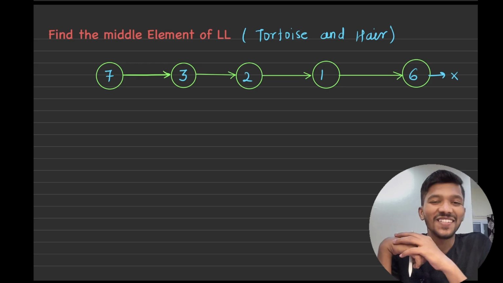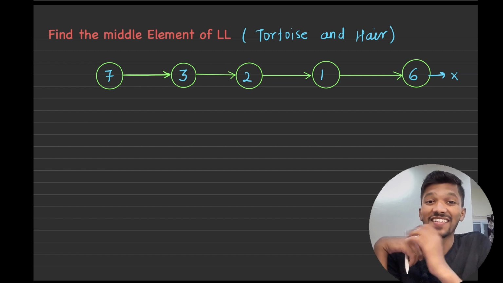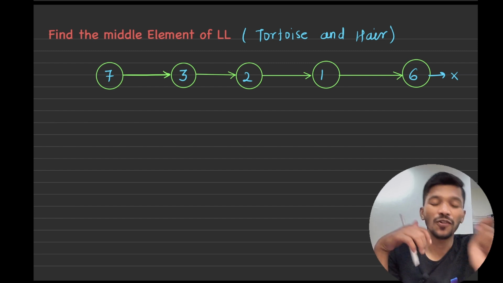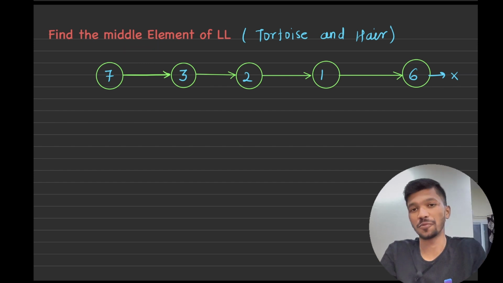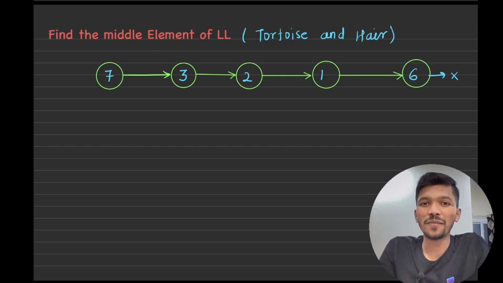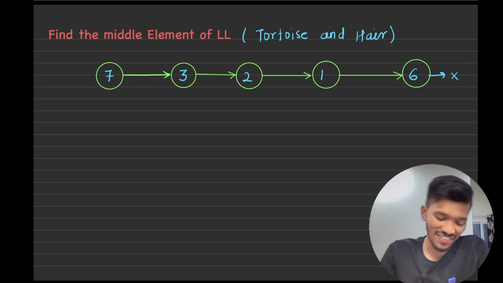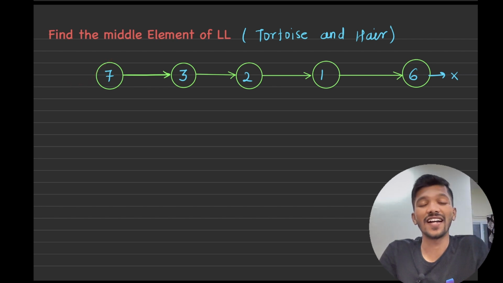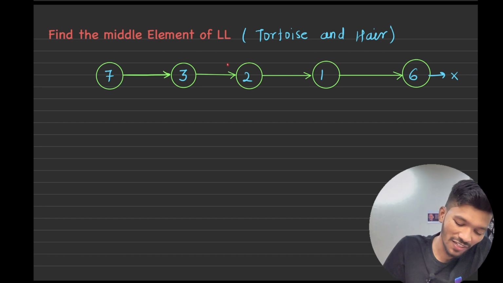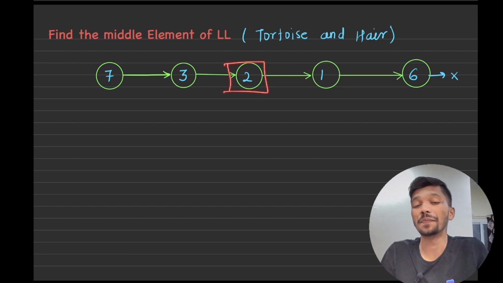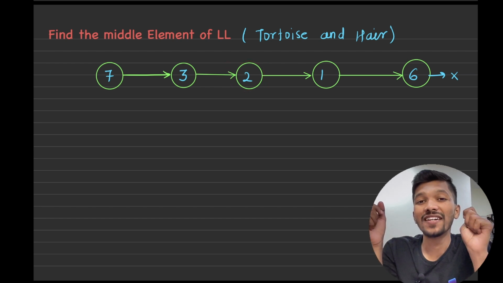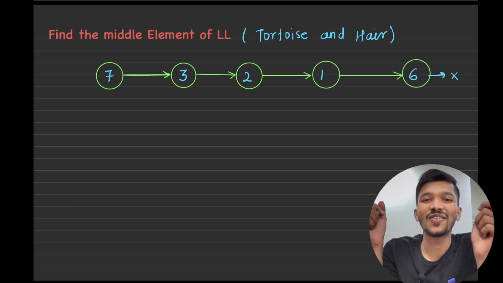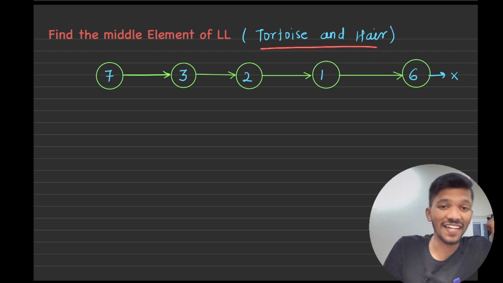Hello and welcome to another video of data structures using Java. In this video, we will be solving a problem called find the middle element of the linked list. The problem says that they will give us one linked list. Assume that they have given us a linked list and we have to return the middle element of our linked list. If you observe carefully, we can say that 2 is the middle element of our linked list. While solving this problem, we will be learning one new technique for approaching this problem, and that is nothing but the tortoise and hare algorithm.